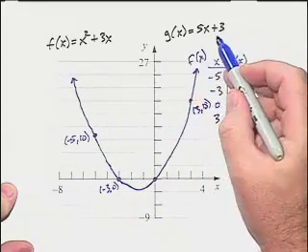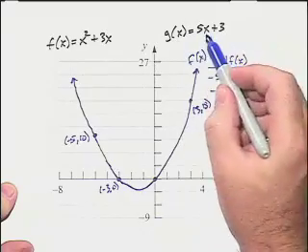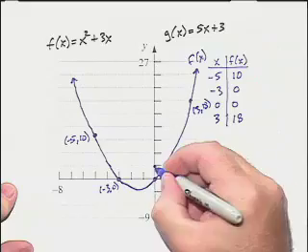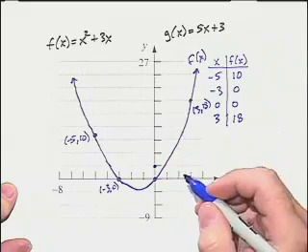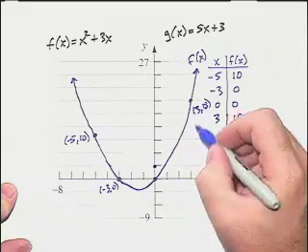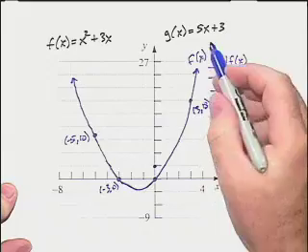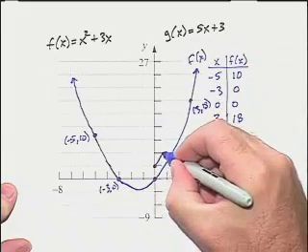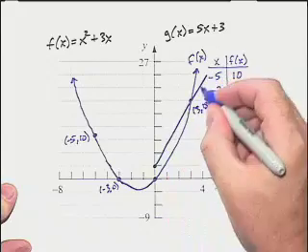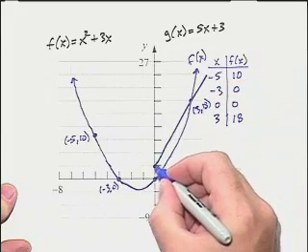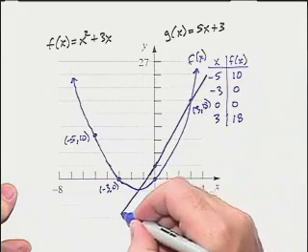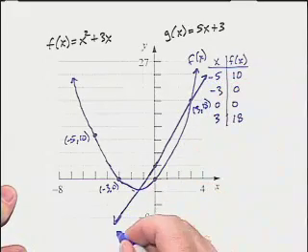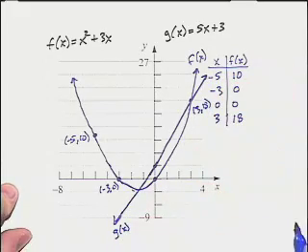g of x is a linear equation. So we have a linear function here. The y-intercept is 3. And plot that. And we can pick one other point. Say x is equal to 3. If x is 3, g is 18. So we'll connect these 2 points. And that's the graph of g of x.